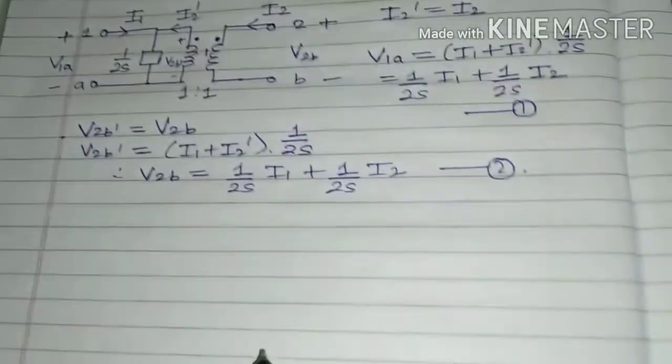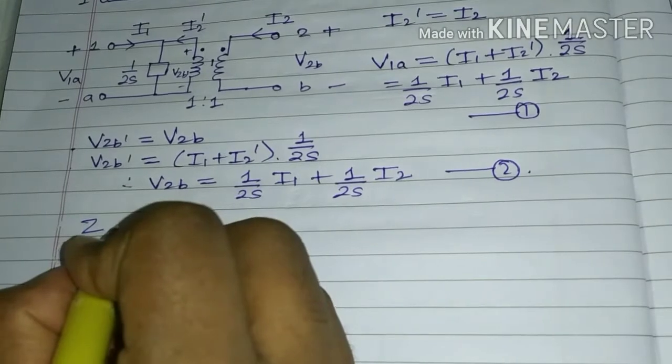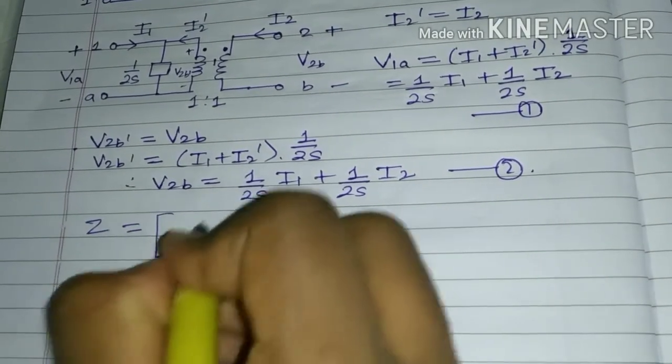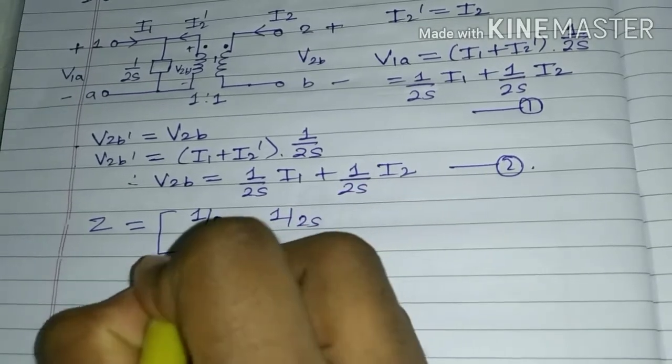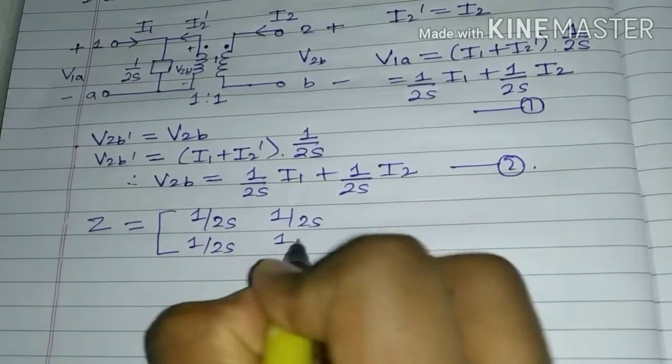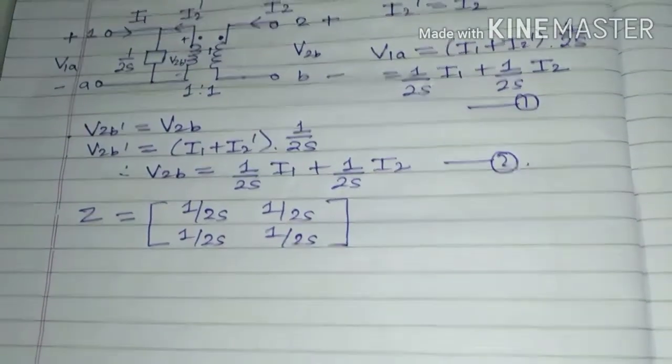So the Z parameters of the above network can be written as Z is equal to 1 upon 2s, 1 upon 2s, 1 upon 2s and 1 upon 2s. Hence these are the values of Z11, Z12, Z21 and Z22.